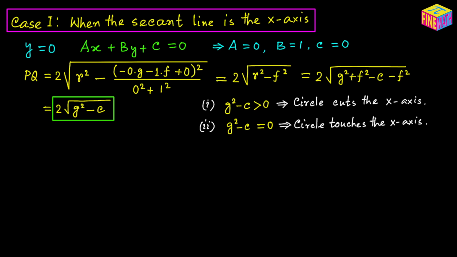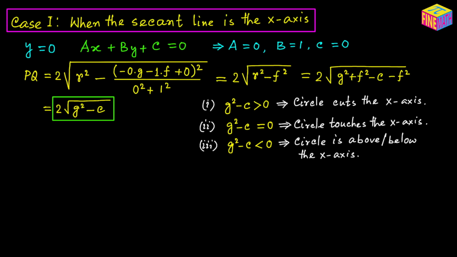And now let's look at the other condition where g squared minus c could be negative. In that case, this quantity, 2 times square root of g squared minus c, will be an imaginary quantity. That means the length of PQ will be an imaginary length. That means the circle does not cut the x-axis, and also it does not touch the x-axis. It goes above the x-axis or below the x-axis. I hope things are clear up to this point.